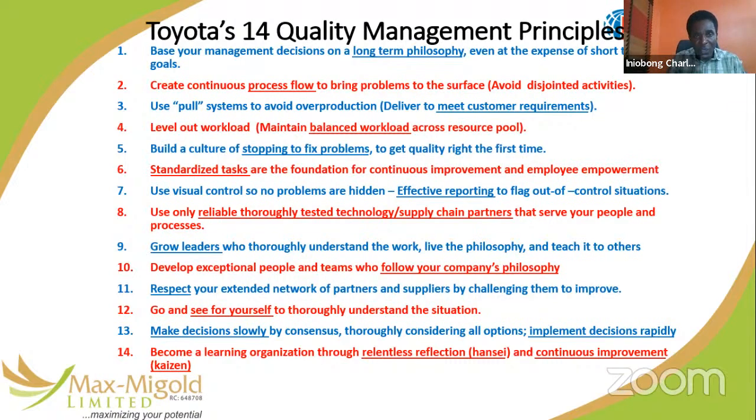They ensure that they work with customer requirements. They ensure that they deliver to meet customer requirements. They also ensure that they reduce workload for their workers and other things. When you go through the 14 quality improvement principles, you see what they put in place, and that has really, really helped the process. They become a learning organization.